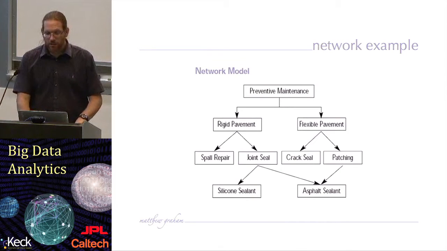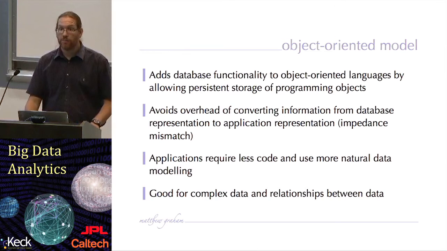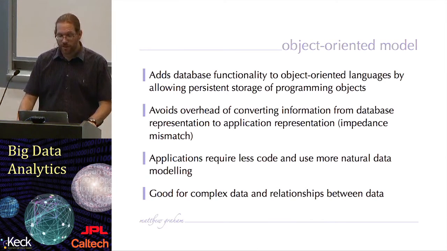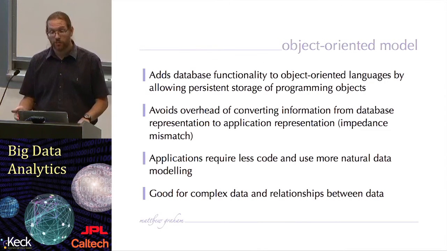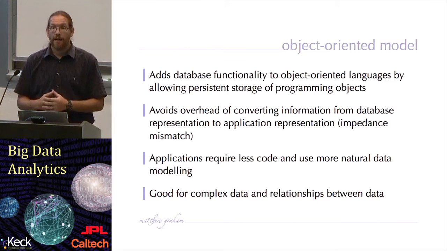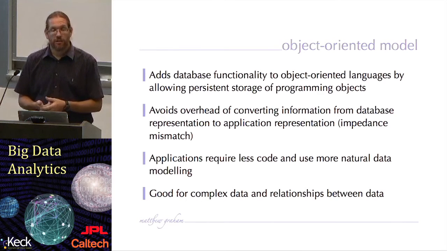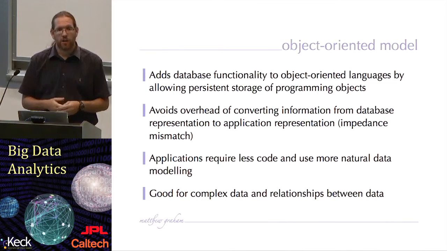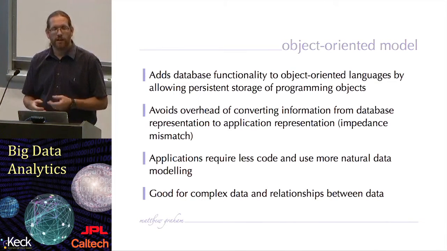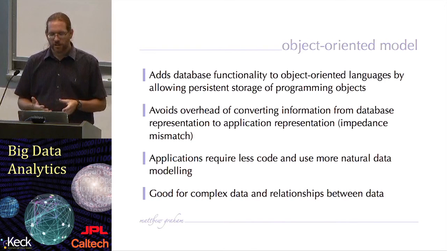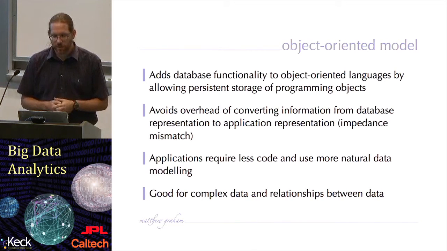The next data model is the object-oriented model. Anyone familiar with object-oriented programming will be very familiar with this. Essentially, what an object-oriented data model does is add database functionality to object-oriented languages by allowing persistent storage of programming objects. So if I'm using an object-oriented language like Java, I have a complex object that I'm using in Java, and I want to make that persistent. I want to store it so that I can retrieve it later. An object-oriented database may be the sort of thing that I want.